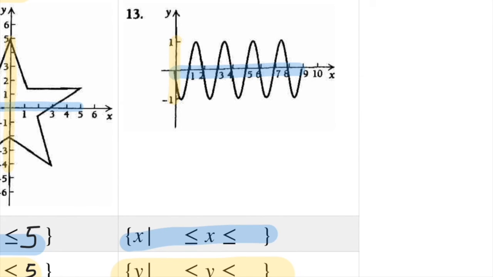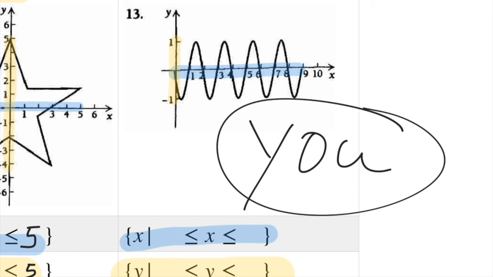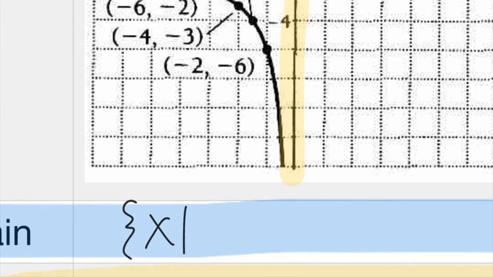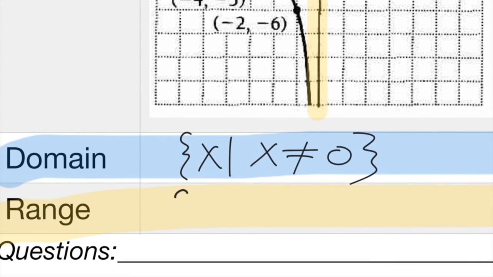Here at 13, I want you to try number 13. Do it exactly the way we did the previous two. The collection of all x values, it's almost every single x value is represented here. Except for one of them, there's a break in the graph right in the middle. Right here, all x values are represented except for the x value of 0. The domain is all x such that x is not equal to 0. The range is all y values, similarly, all that are not equal to 0.